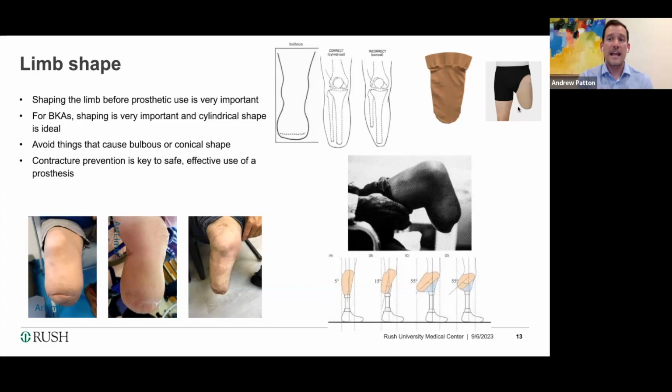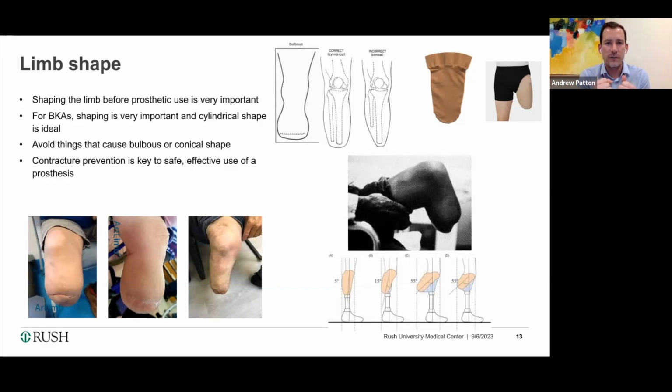So this is a person with an AK, above knee, wearing their shrinker here. Not only do they help shape the limb, but they also provide compression, so it helps get that edema and swelling out. It can also provide really good sensory feedback. We talked about desensitization before. It can really help those nerve endings get some feeling and know, okay, this is the new normal.